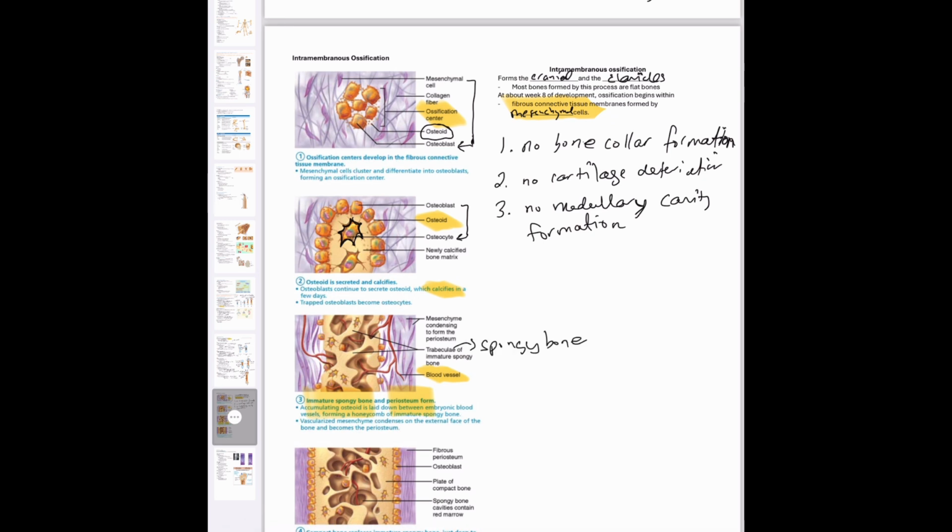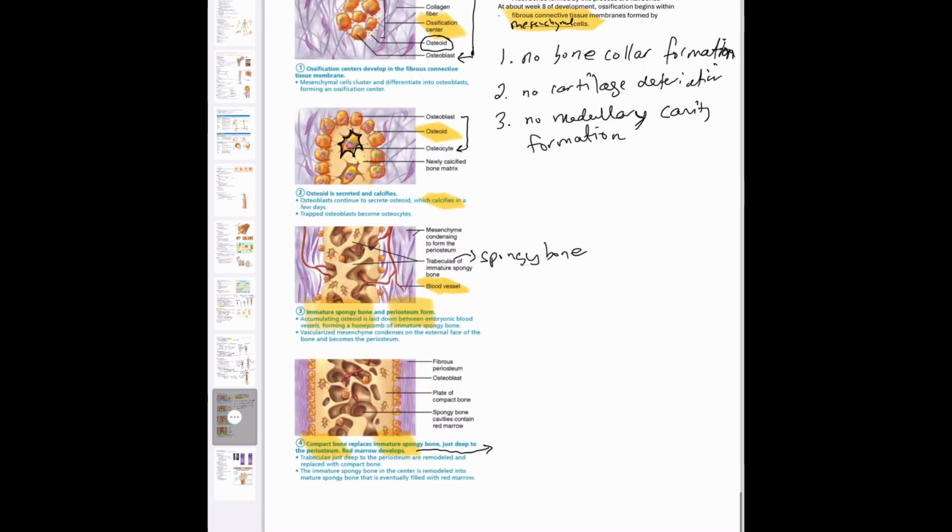So the last step here is step 4, and we can see that we get compact bone. Compact bone is going to replace some of that immature spongy bone, just deep to the periosteum. And then you also can see the formation of red bone marrow. Red bone marrow is going to start to develop. The process that's going to occur here is hematopoiesis, in which we get the production of our different blood cells.